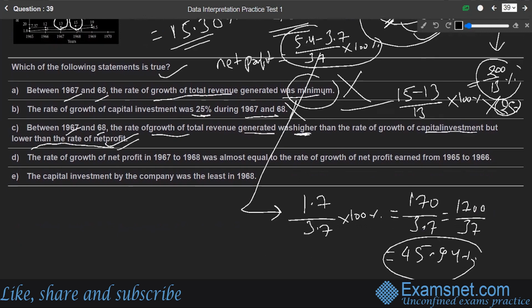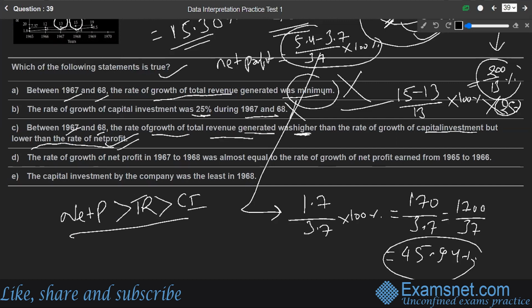There's a range we can calculate. So the highest one is the rate of growth of net profits. This is the highest growth. Then comes the rate of growth of total revenue. Then comes the rate of growth of capital investment. This is what is the connection. So this is what is the connection given here also.